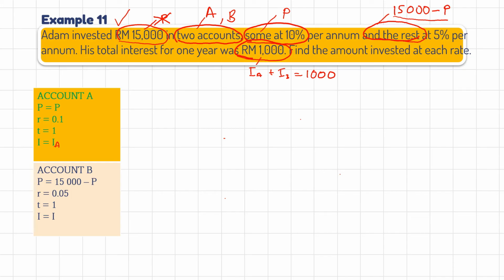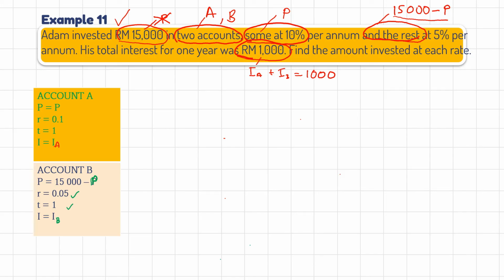Whereas for account B, we have P is equal to 15,000 minus P. Sorry, I should put here P in green color, referring to P from account A. The green P is the amount in account A. The rest is 15,000 minus P. And then our R is 0.05 from the statement. T is equal to 1 and I will be written as IB because it is interest from account B. So this will be the summary of information that we have for example 1.